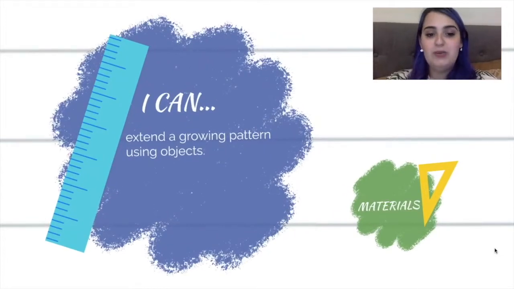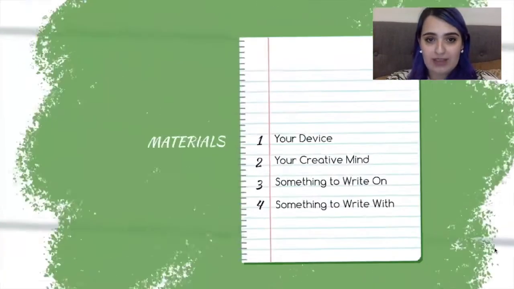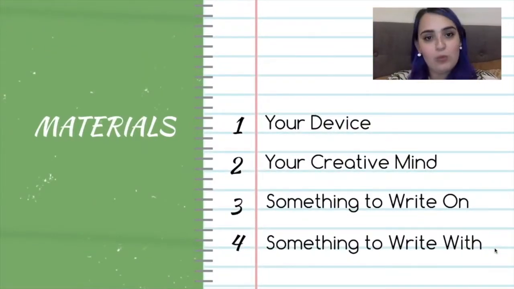So now let's talk about our I can statement. Today, you are going to extend a growing pattern using objects. Your materials, as always, include your device, what you're viewing this video on, your creative minds, something to write on, whether that is your computer, your tablet, or your phone, or a piece of paper, and something to write with, whether that is the keyboard or a pencil or a pen.